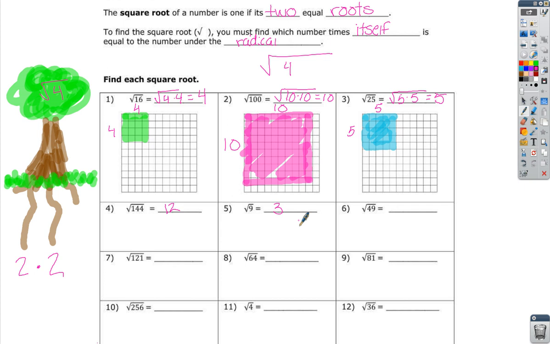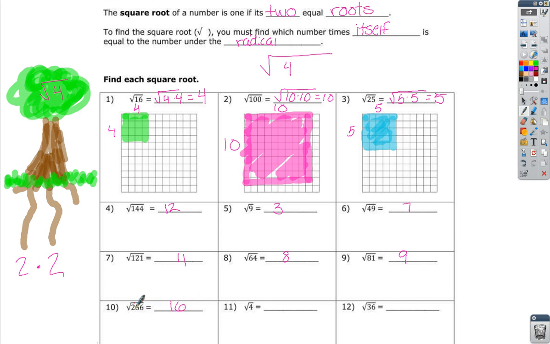Okay, so let's solve this. The square root of 49 is what times itself will get us to 49. So the square root of 49 is 7. The square root of 121 is 11. Square root of 64 is 8. 8 times 8 will get you to 64. Square root of 81 is 9. 9 times 9 will get you to 81. Square root of 256 is 16.